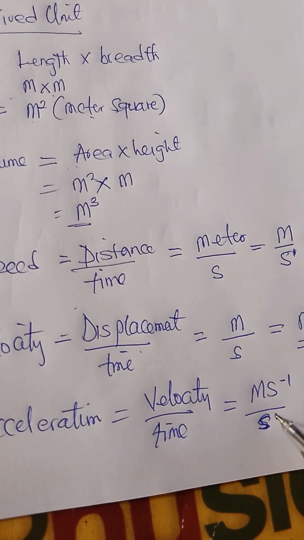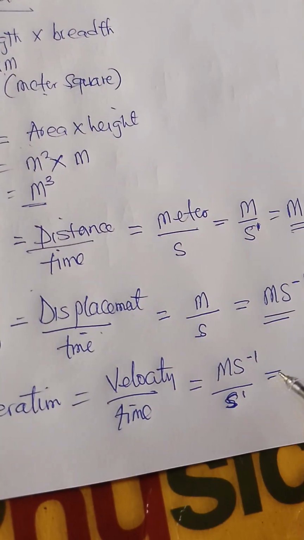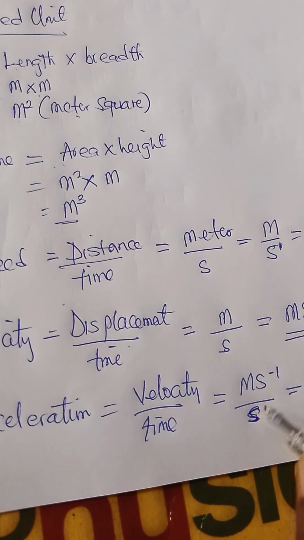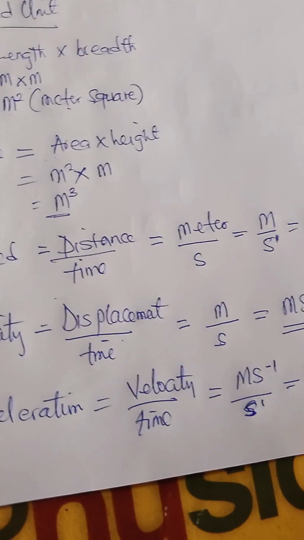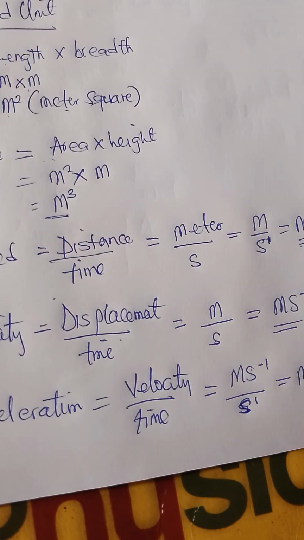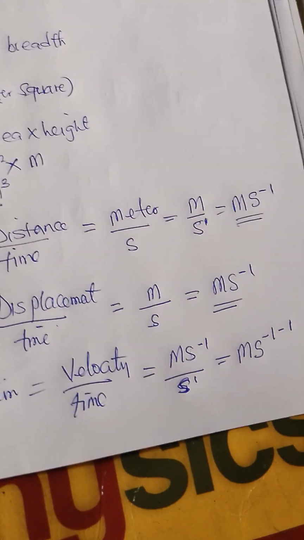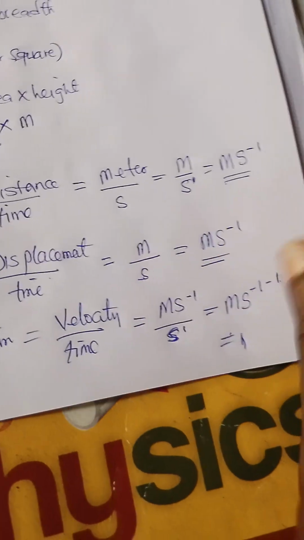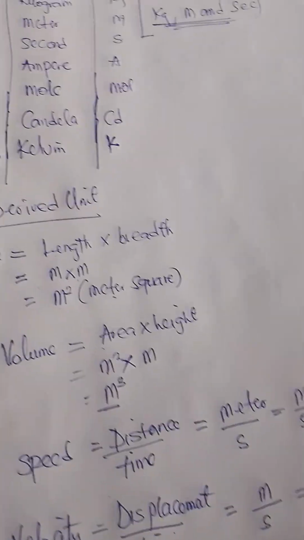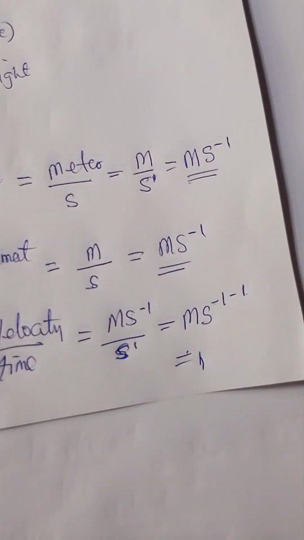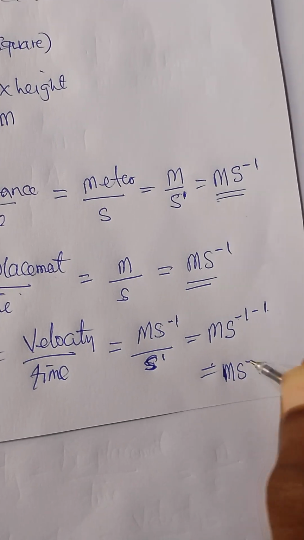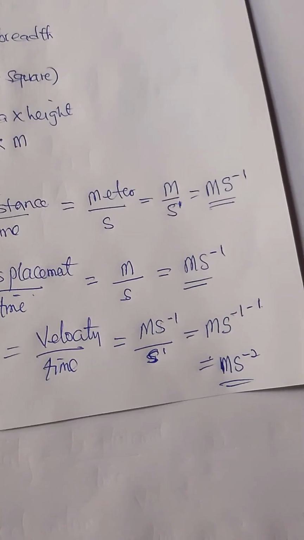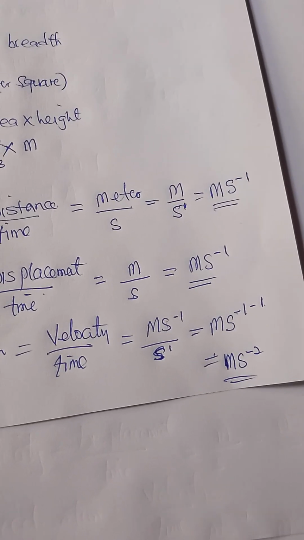Remember, this is raised to power 1. In your indices, when you divide, you subtract the power. So I'm going to have m. Since we have the same s here, I just take one of the s, then I'll subtract the power. I have minus 1 minus 1, which will give us minus 2. I have m s raised to power minus 2. So this is the unit for acceleration, which is pronounced as meter per second square.